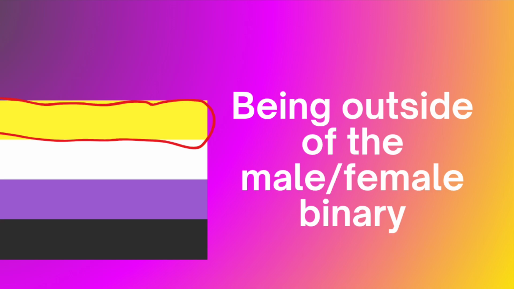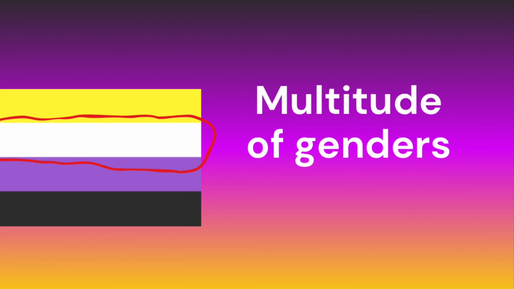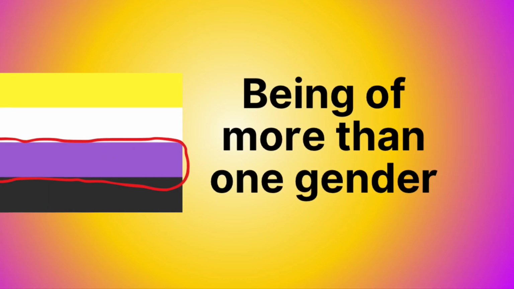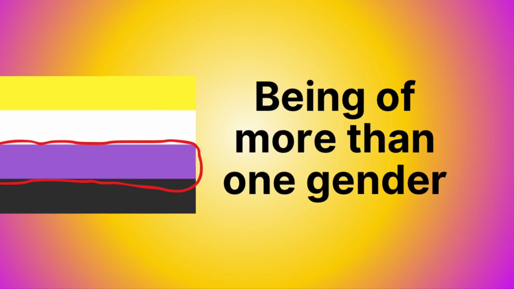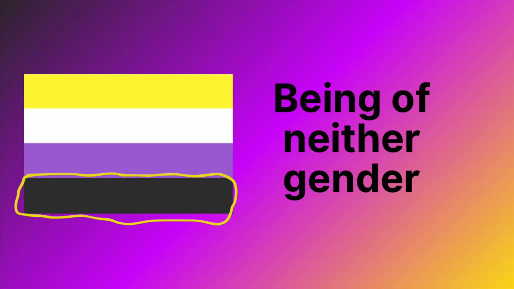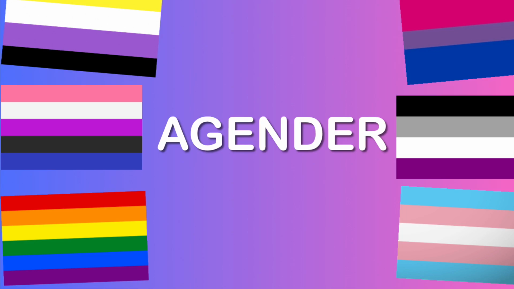The top stripe is yellow to represent being outside of the male-female binary. The second stripe is white to symbolize a multitude of genders. The purple stripe represents the people I just mentioned who identify as being both male and female. The black stripe at the bottom represents the other group of people I just mentioned who claim to have no gender.